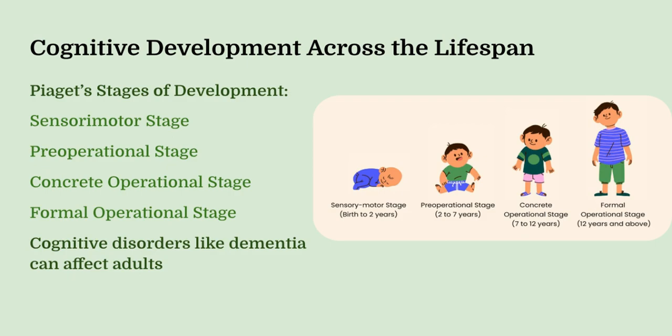And the formal operational stage is from late childhood to adulthood, when children gain the ability to think abstractly and hypothetically. And cognitive disorders like dementia can affect adults.